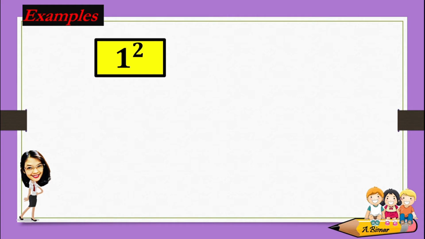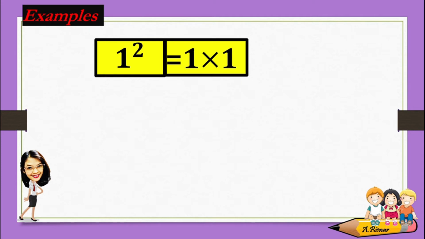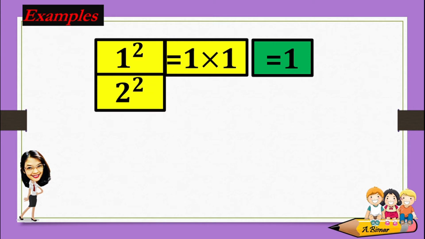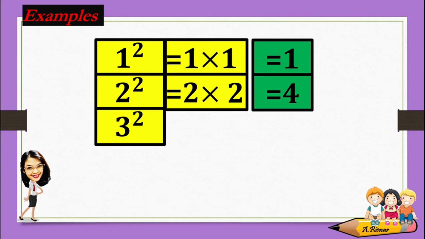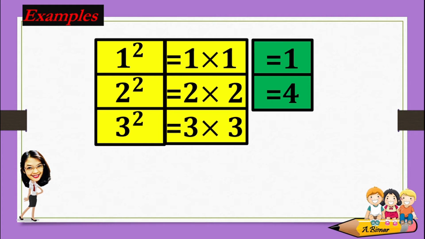Say we have 1 squared, or square of 1. This means you have to multiply 1 to itself. Therefore, we will have 1 times 1, and the answer is 1. Next, 2 squared. So you'll multiply 2 to itself. So you'll have 2 times 2, and the answer is 4. Next, 3 squared. So you will multiply 3 to itself. So 3 times 3 is equal to 9.